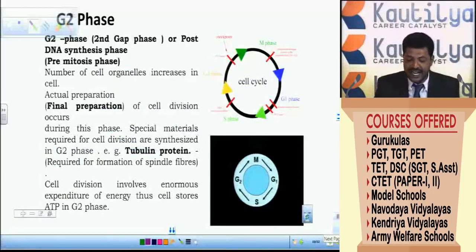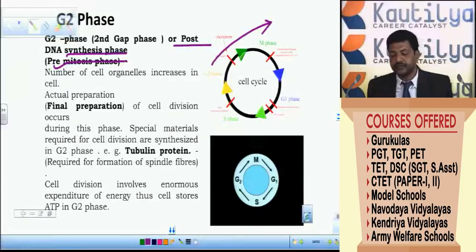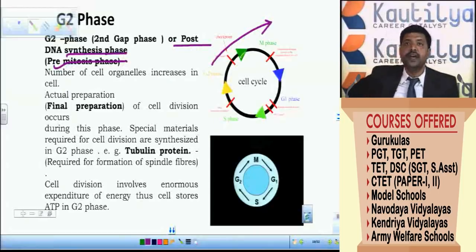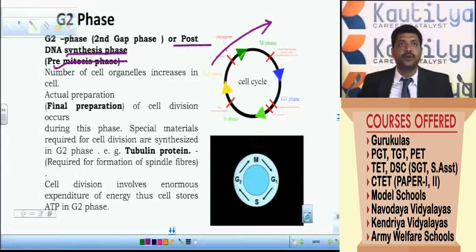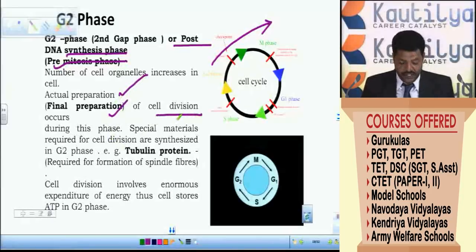G2 phase is the second gap, the post DNA synthesis phase. This is the pre-mitosis phase. After G2 phase, the cell enters into mitosis or meiosis. That is called the pre-mitotic phase. The number of cell organelles increases in the cell. The actual, final preparation for cell division takes place in G2 phase.